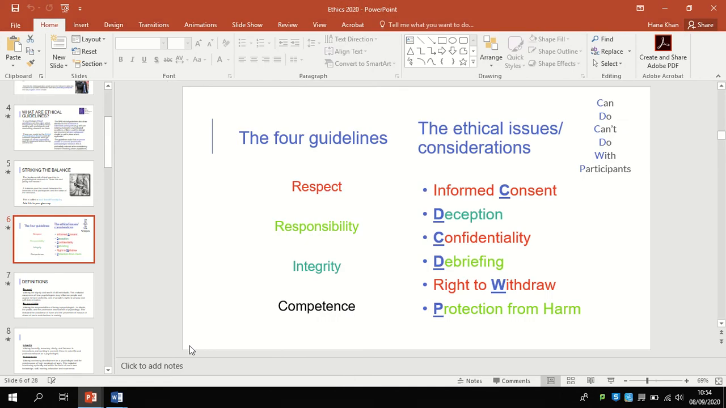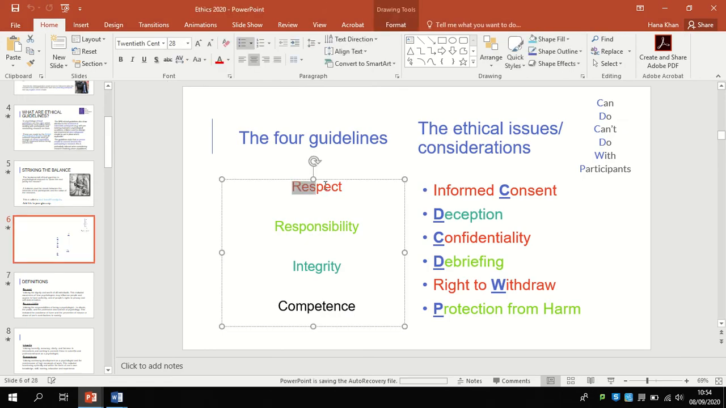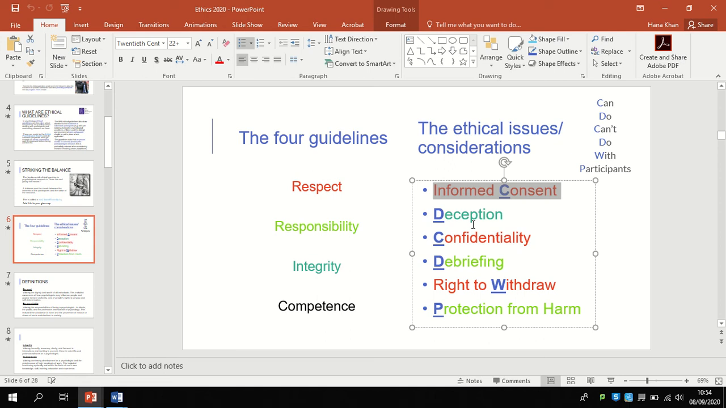So if you have a look at the PowerPoint, you can see respect is one of the guidelines, which means we need to respect our participants. We need to make sure that they feel respected in the study. And the way that we do that is through these ethical issues of informed consent, confidentiality, and giving them the right to withdraw, which I'll go through in a minute. So those 3 fall under the respect guideline.